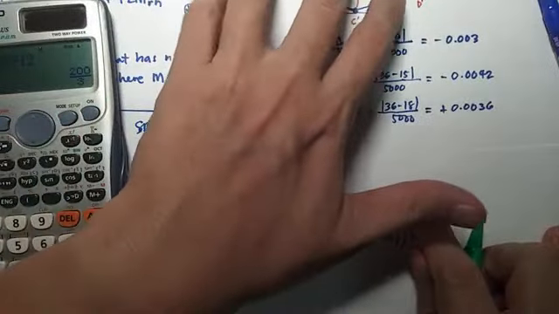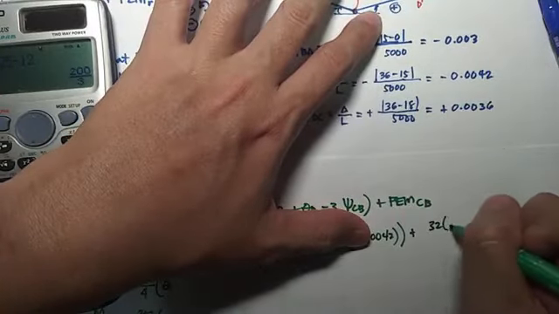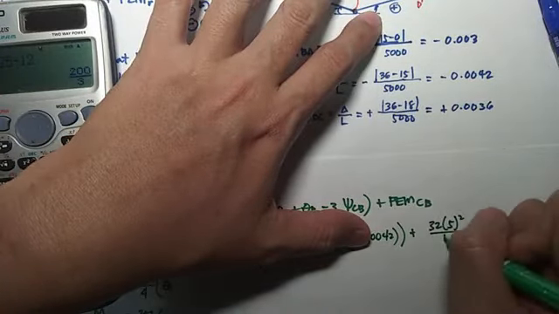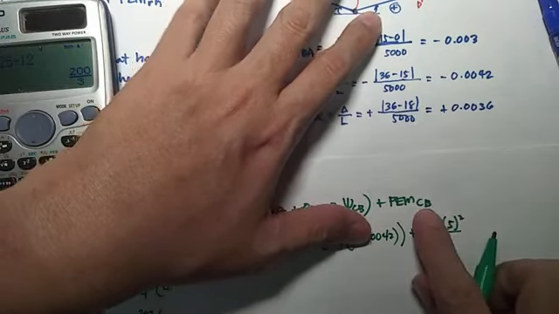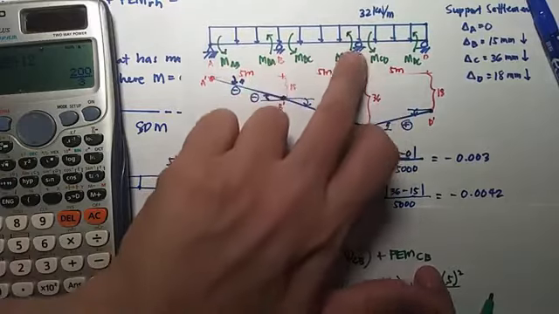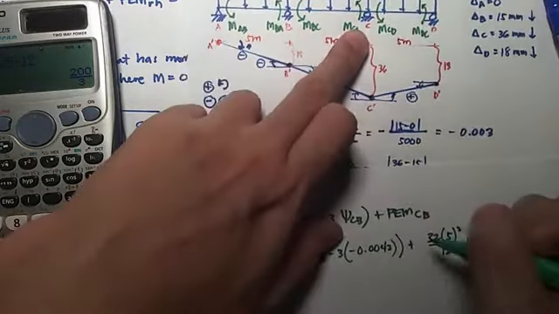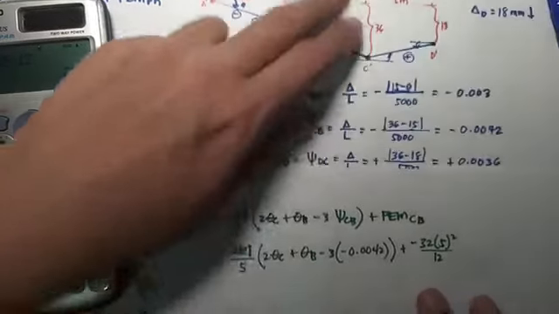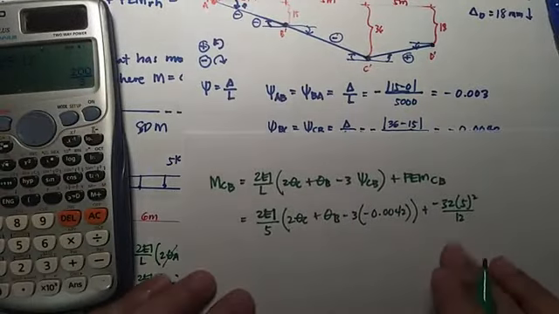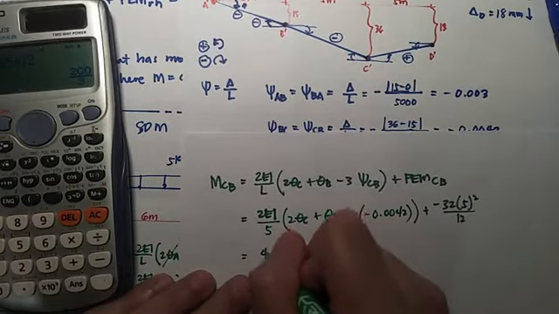FEM sa CB again is uniform load. So, W L square over 12. Ang CB ay nasa kanan, diba? Ano ang direction ng fixed end moment sa kanan? Clockwise. So, this is negative. Okay? So, simplifying this one, this would be 2 times 2 is 4.